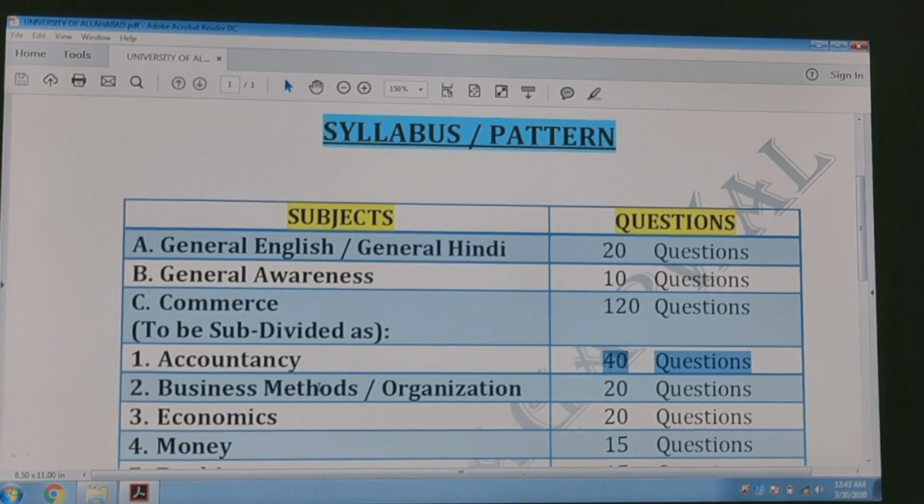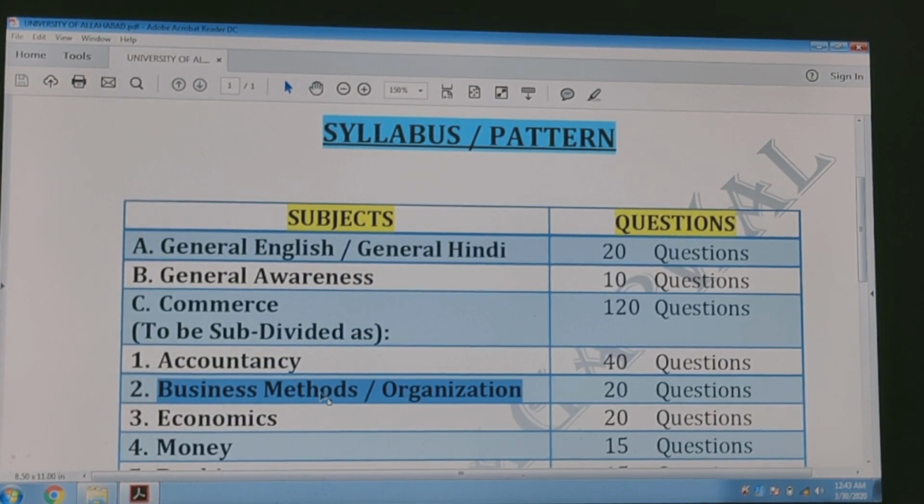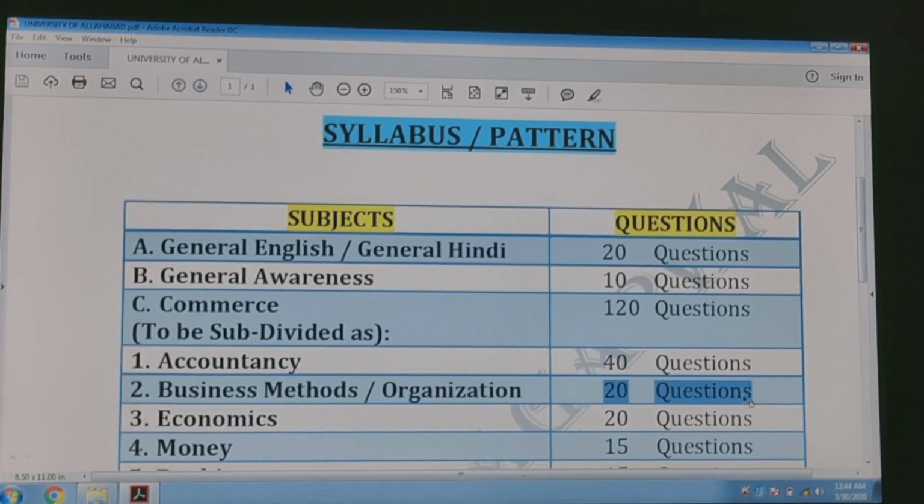So moving on to the next aspect of commerce, which is the business methods, or in some books you will find it as business organization. Now, what exactly is this business method or business organization all about? This is almost the same thing which you have studied by the name of business studies in CBSE or commerce in ISC. So this business method or organization will consist of 20 questions.